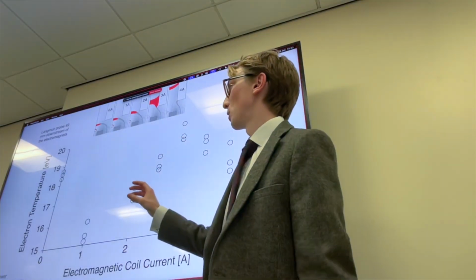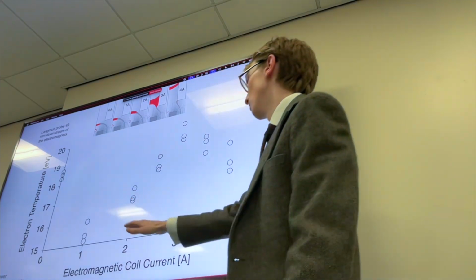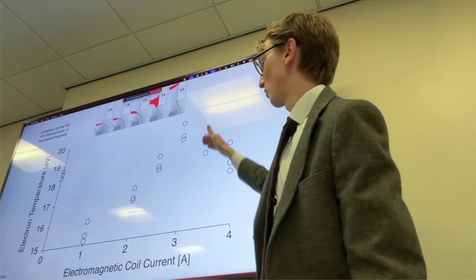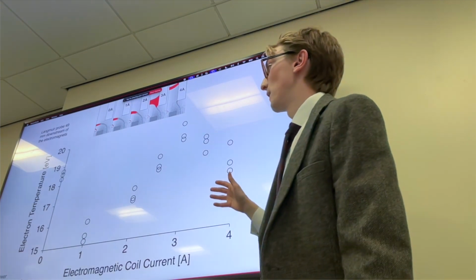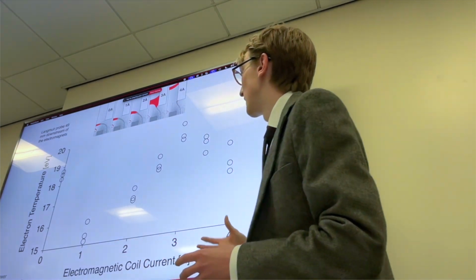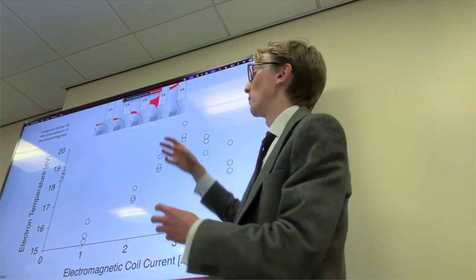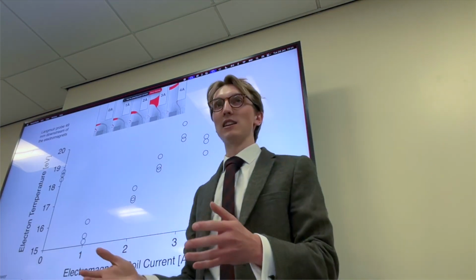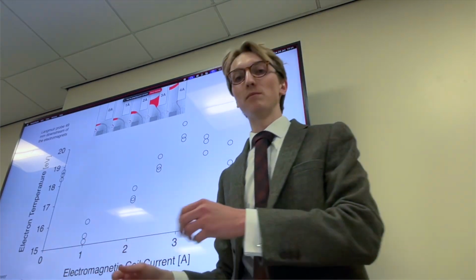So here we have plotted electron temperature over electromagnetic coil current, and like the other plots, you can see it peaks at 3 amps of coil current. So electron temperature is a measure of the energy of the electrons. So here we can see that at 3 amps, where we're getting the thickest resonance region, we're also getting the hottest electrons, which makes sense. This aligns with our theory.